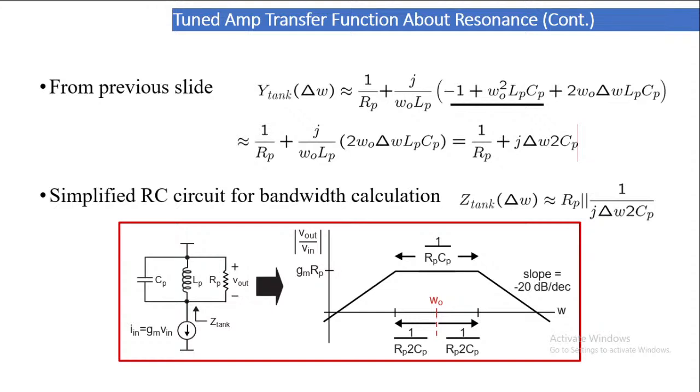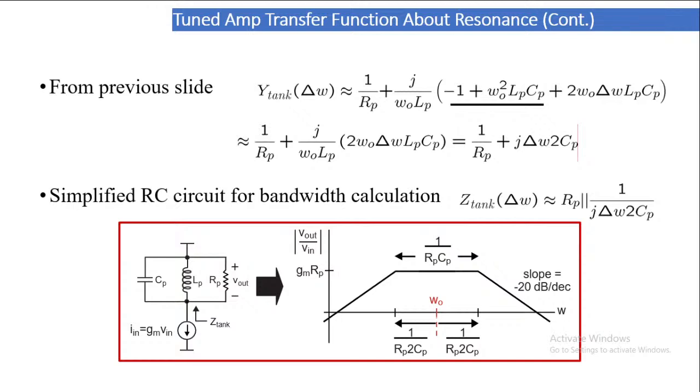Now we have seen what Y tank is in the previous slide. That is approximately equal to 1 by Rp plus j by omega 0 Lp into 2 omega 0 delta omega Lp Cp, because omega 0 square Lp Cp will be approximately equal to 1, so they will cancel out. So that is equal to 1 by Rp plus j delta omega 2 times Cp. So the simplified RC circuit for the bandwidth calculation is this.